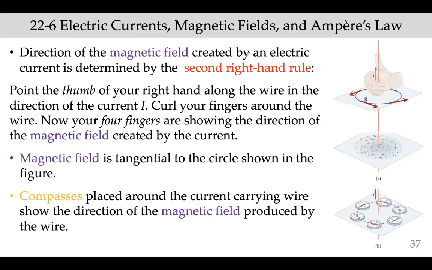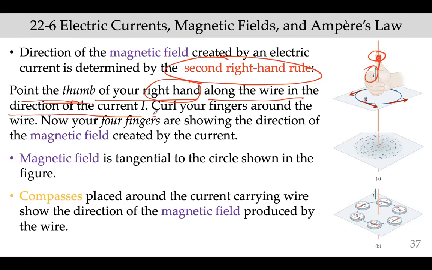So the direction of the magnetic field created by an electric current is determined by the second right-hand rule. We said the current creates a magnetic field, but is it going to be this way or this way? The way to find it is what's called the second right-hand rule. How it works: point your thumb, of your right hand, along the wire. Again, you have to use your right hand. This part is important: in the direction of the current. So your thumb should be in the same direction as the current.